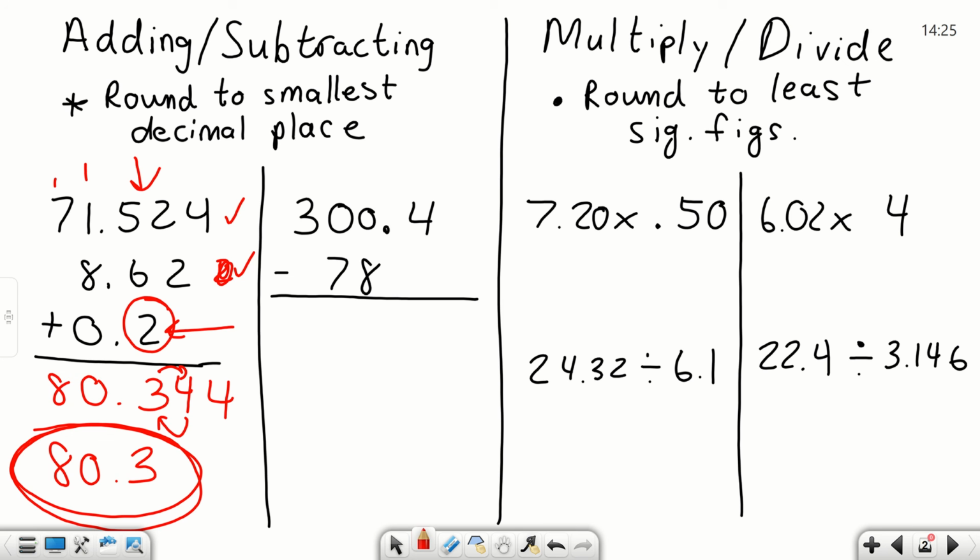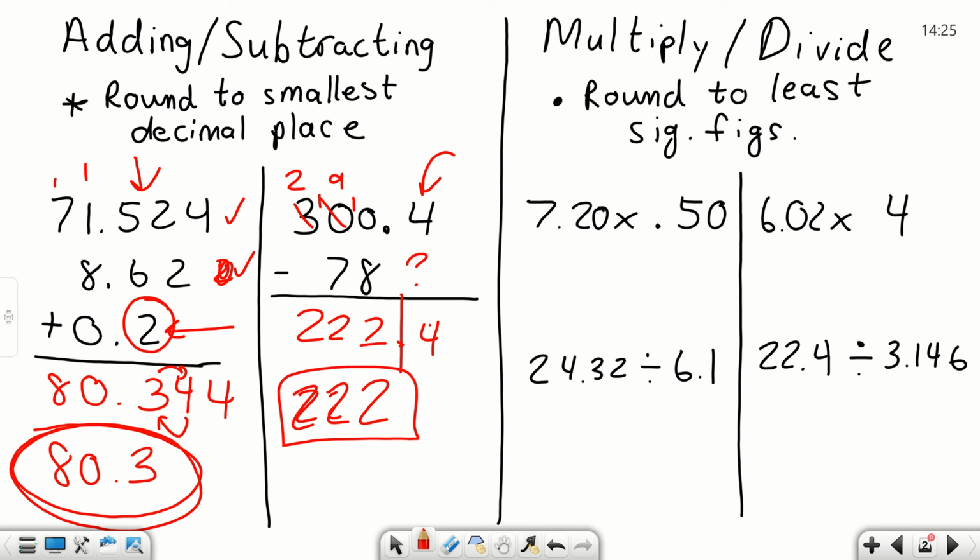If I look at this one, go ahead and subtract it. This is going to be 4. Got to take that away. 10, 9. Got to take that one. This would be 2, 2, 2. 222.4 would be my answer. But while the first number has 1 digit after the decimal place, 78 has none. So therefore, I have to cut it off at the decimal point, basically. I'm going to get rid of it, but I have to see if I have to round. It's 4 again, so I don't round it up, so I keep it 2. So my answer is 222. So adding and subtracting is just rounding it off to the smallest decimal place.